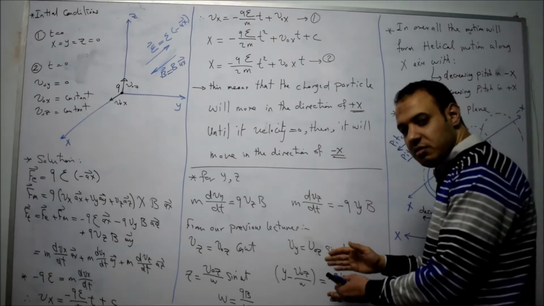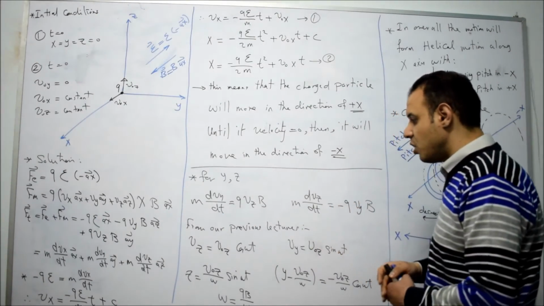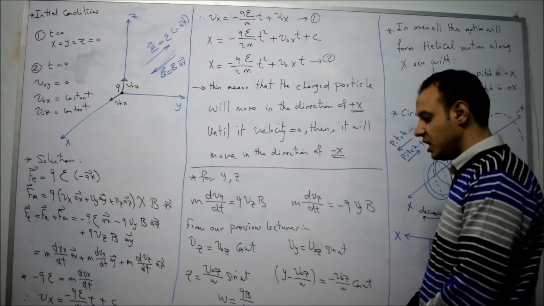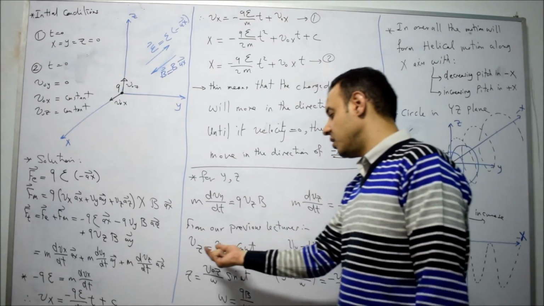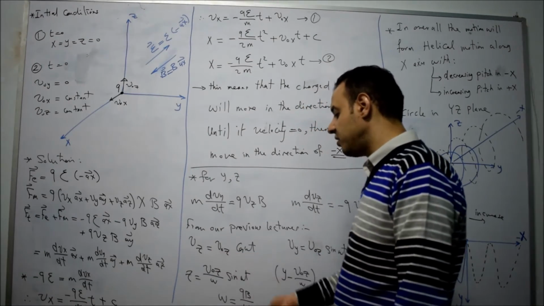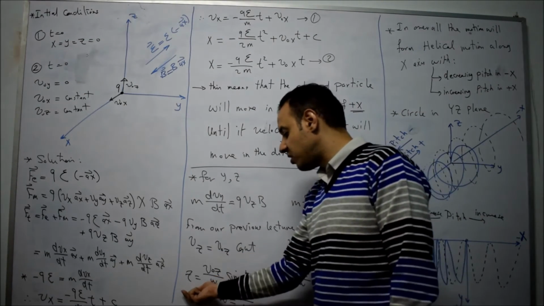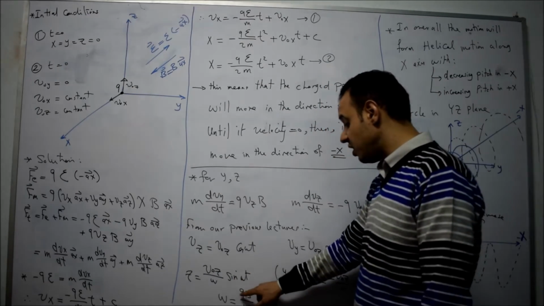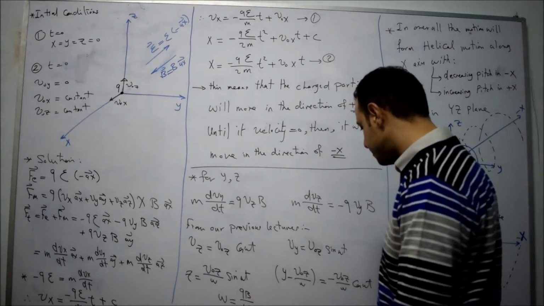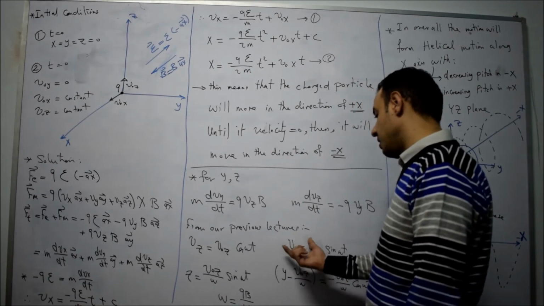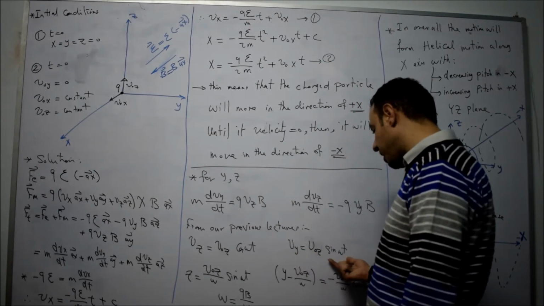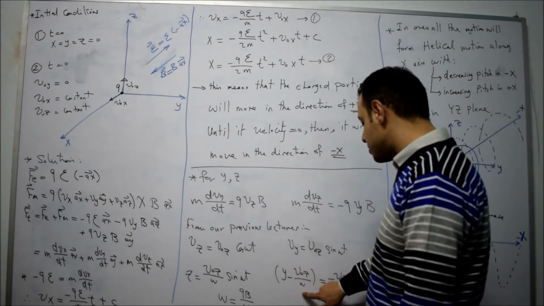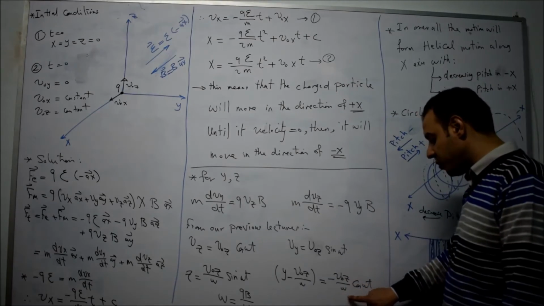In the previous two lectures, we know how to solve these two differential equations together. And we can conclude that Vz equal to V naught z cosine omega t, and the displacement in the z direction is equal to V naught z over omega sine omega t, where omega is just equal to qb over m. And the velocity in y direction is equal to V naught z sine omega t, and the displacement in y direction is minus V naught z over omega cosine omega t.